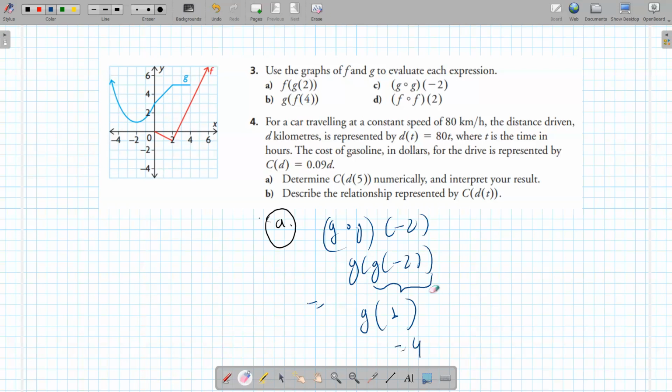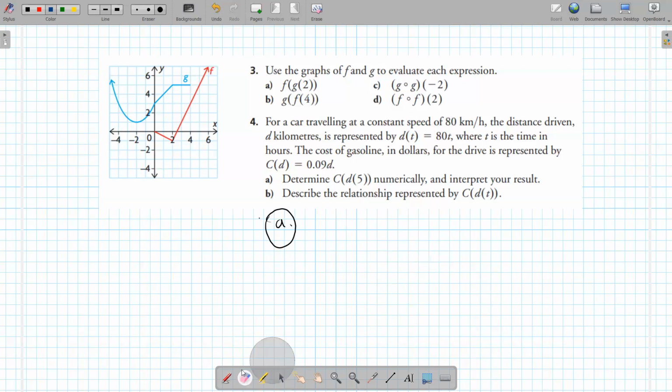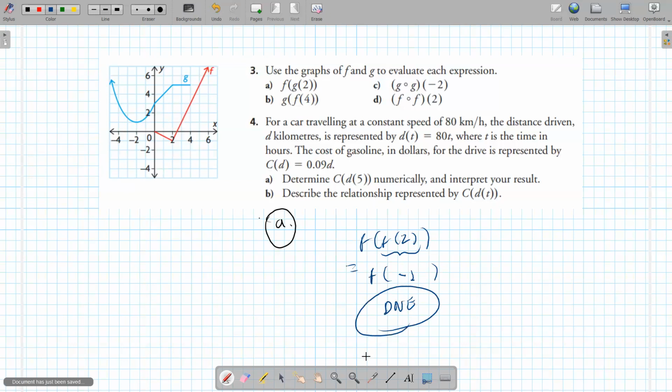The last one, f∘f of 2, which is the same thing as f of f of 2. f of 2 is what? -1. So then you have f of -1. What is f of -1? It's not there, right? So this one you can say it doesn't exist. Or you can say it's not in the domain.